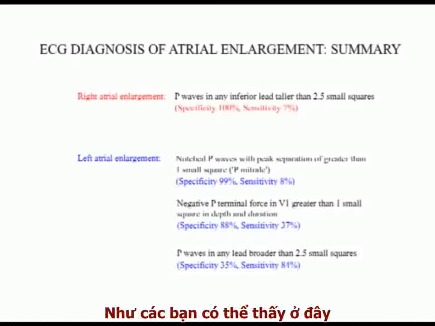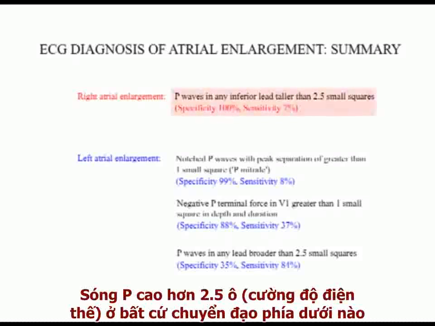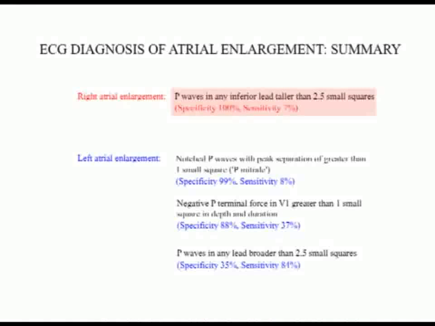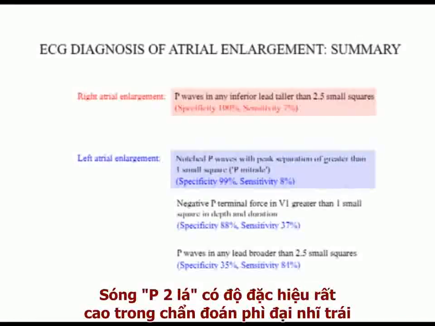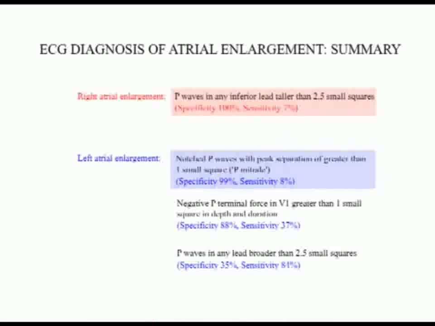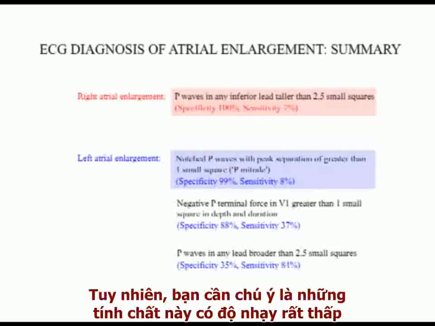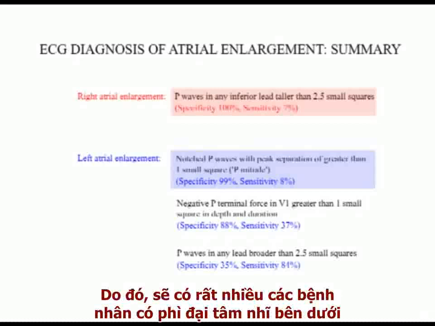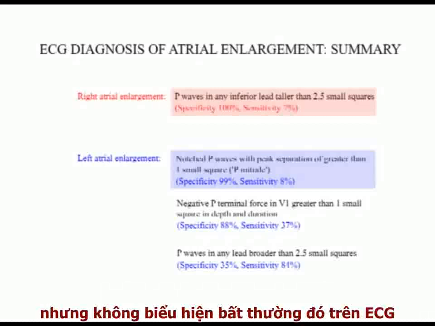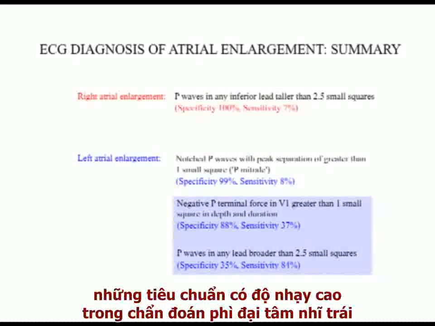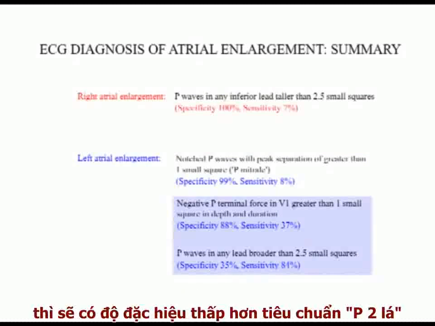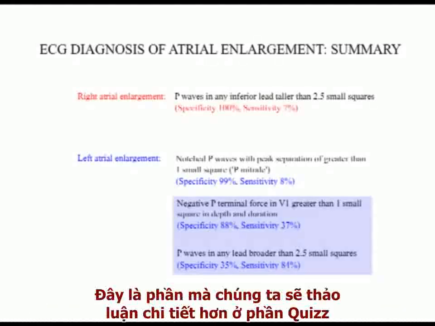As you can see from the figures quoted here, P waves taller than 2.5 millimeters in amplitude in any of the inferior leads is a very specific finding for right atrial enlargement, and P mitrale is very specific for enlargement of the left chamber. However, you will appreciate from the poor figures for sensitivity that many patients with underlying enlargement of the chambers do not demonstrate these abnormalities on their ECG. Note also that the more sensitive ECG criteria for diagnosing left atrial enlargement are considerably less specific than P mitrale. This is an area we will discuss in more detail in the quiz section.